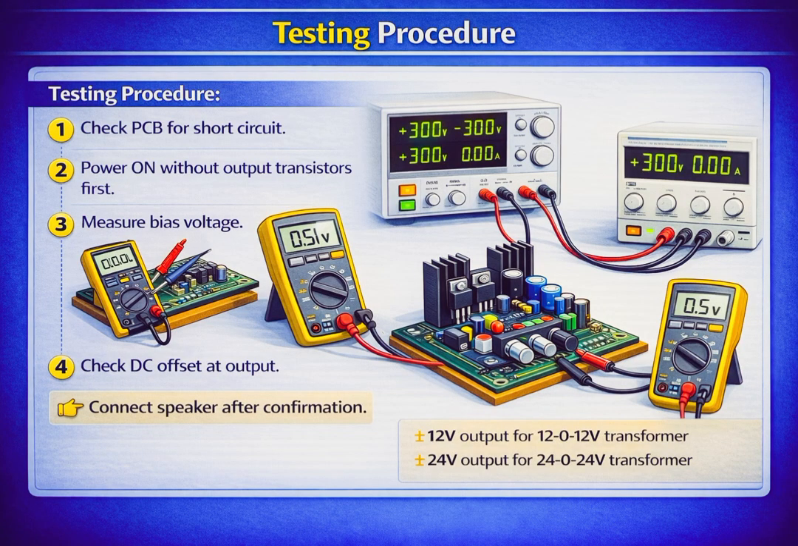Testing procedure. Before using the amplifier, proper testing must be done. First, inspect the PCB carefully for any short circuits. Second, power on the circuit without output transistors initially. This protects expensive power devices during testing. Next, measure the bias voltage to ensure correct operating conditions. After that, check the DC offset at the output. The output DC voltage should be very small, ideally close to zero. Once everything is confirmed, the speaker can be connected safely.